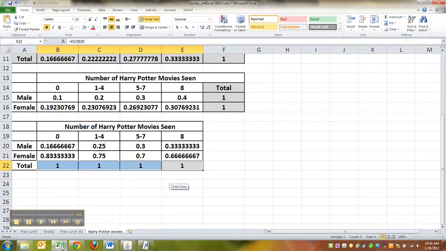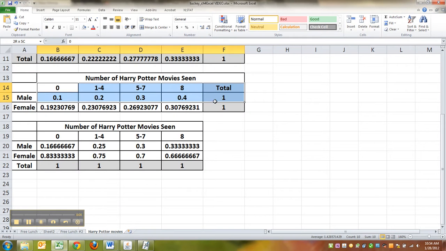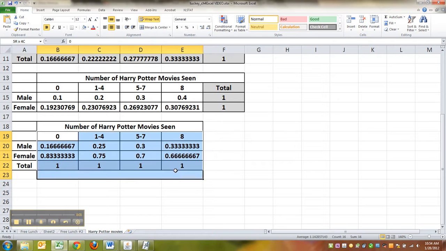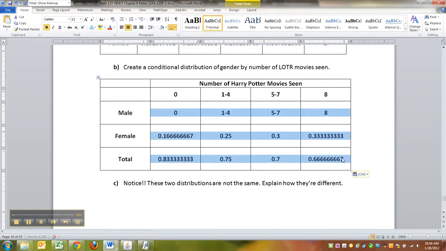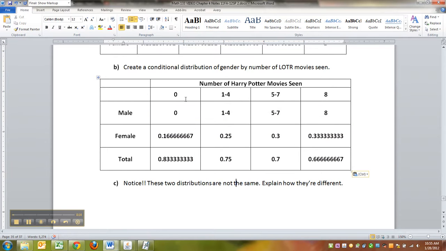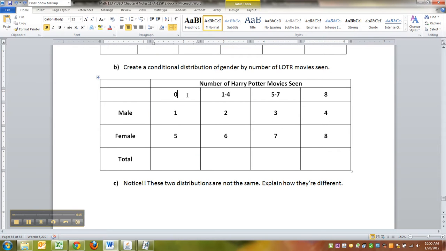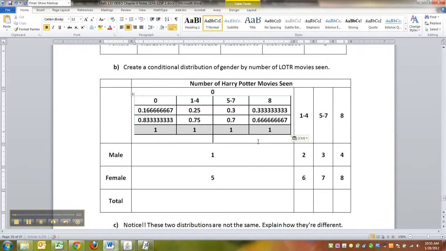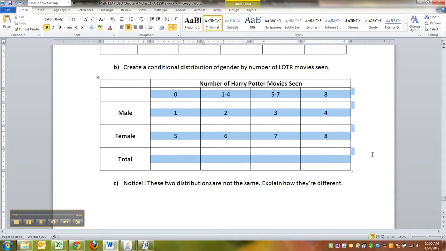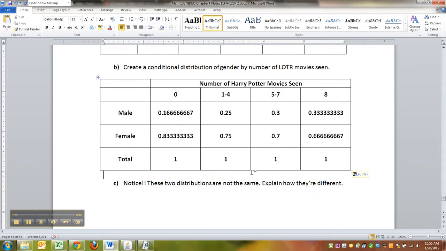All right, so we had found the conditional row distribution and the conditional column distribution right here. So I'm going to just copy and paste these numbers in. There they go. Oops, wrong place. My fault. There we go. I'm having issues. It doesn't seem to like me. There we go. All right. Now we're good.